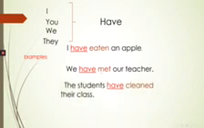Excellent. The students have cleaned their class. The students are plural, okay? So we can replace the students with they. Very good. We can say they have cleaned their class.